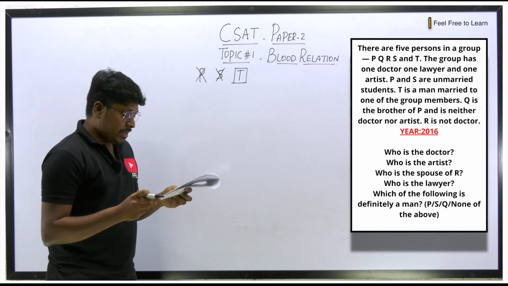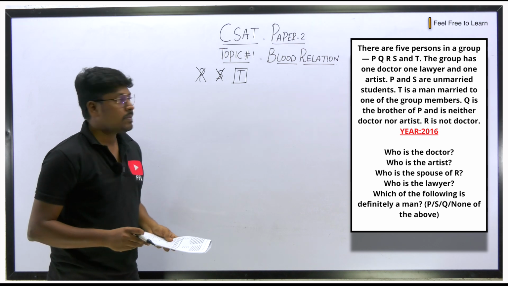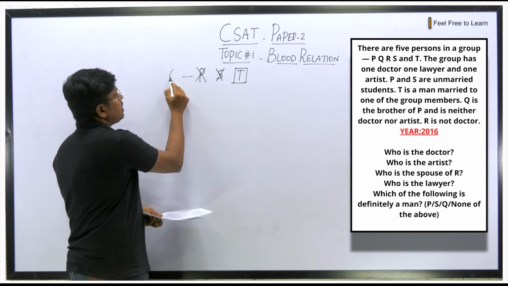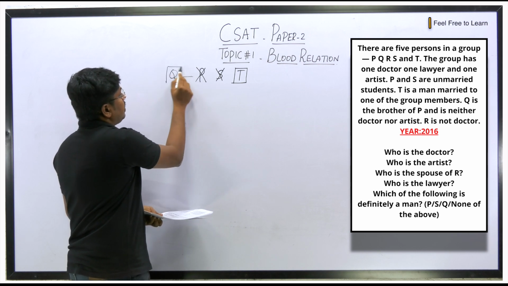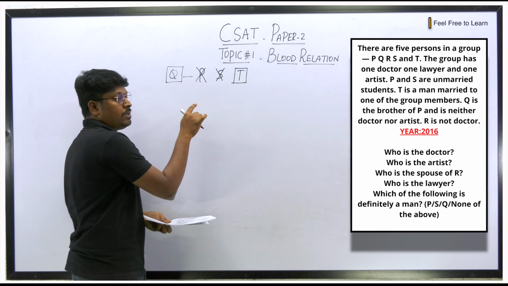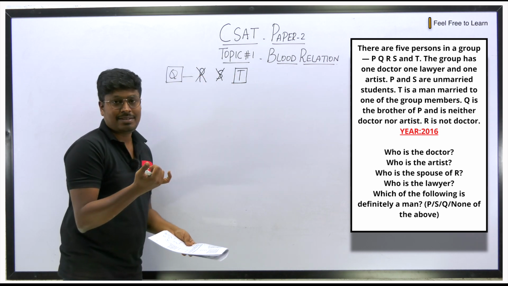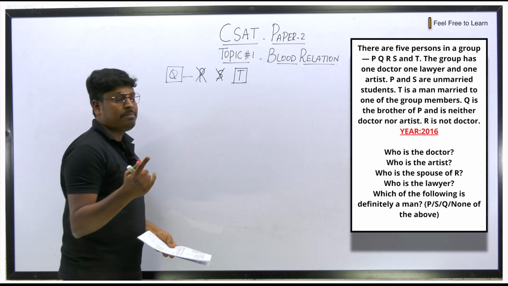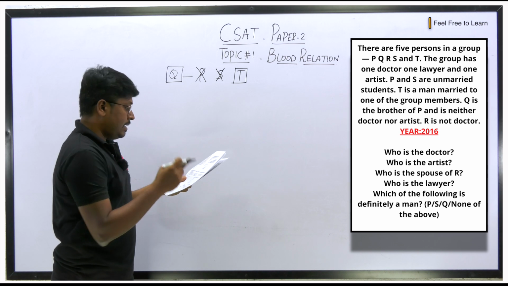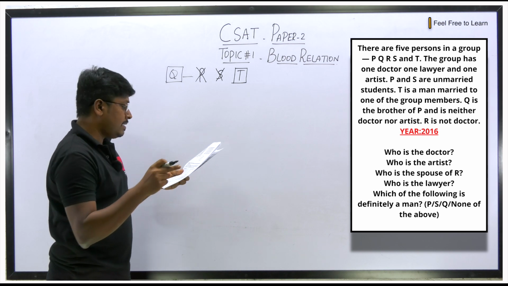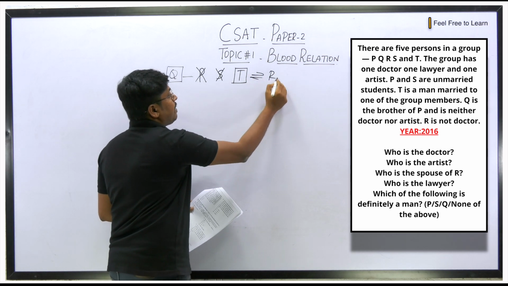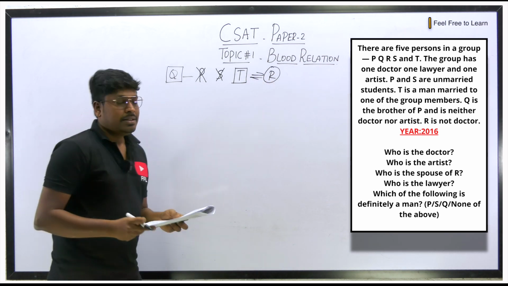Got it? So next point is Q is a brother of P, right? So what they are saying is Q is a brother of P. So if Q is a brother of P, then definitely we can say that the person T will not marry Q. Why? Because both the persons are male persons, right? So definitely only the remaining person is what? Who's the remaining person here? P, Q, R, S, T. I think only the person R is remaining. So definitely T and R will be the married couple. Understood or not, right?